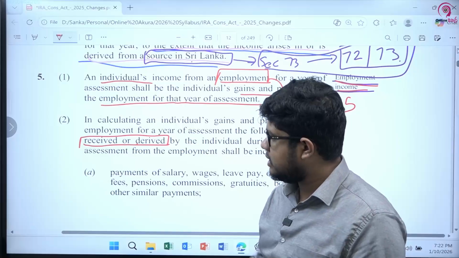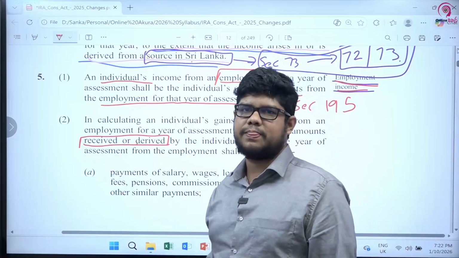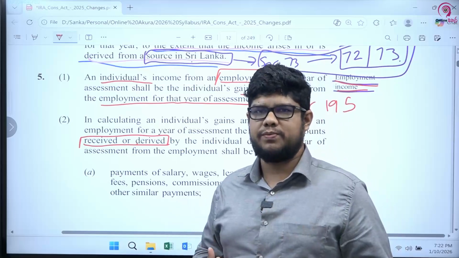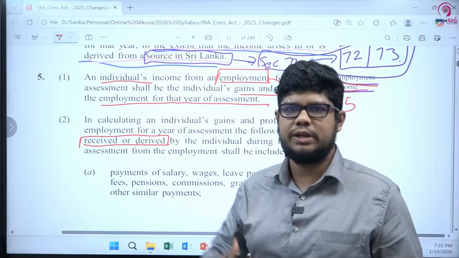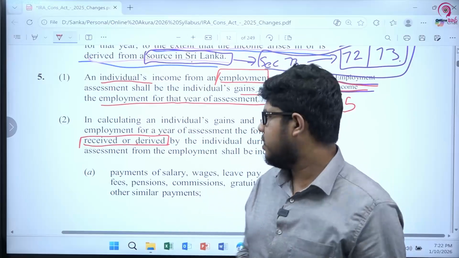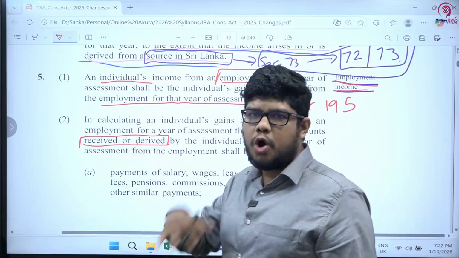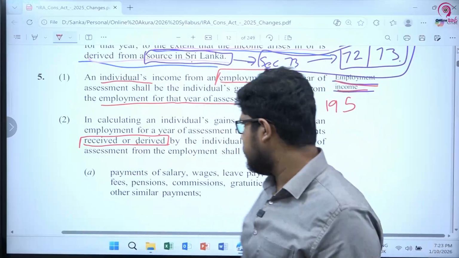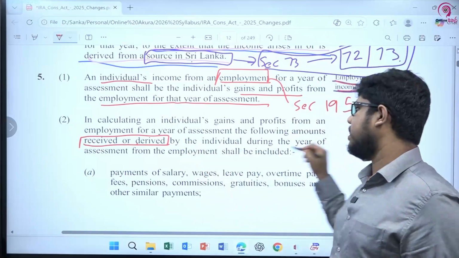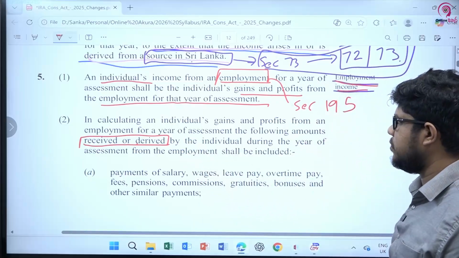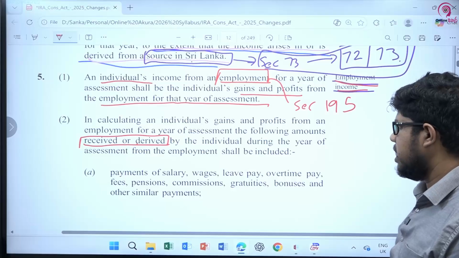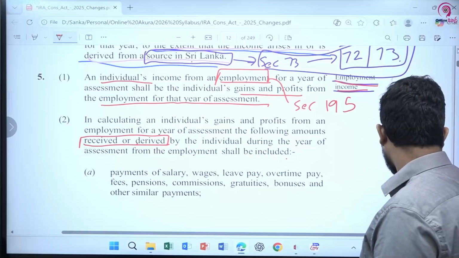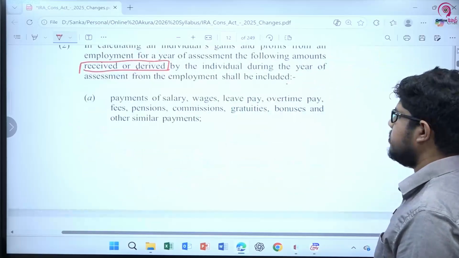However, please understand this is important for every other source of income also. Income you actually derived, you have a right to get it, not notional. You have a right to it. Even if you haven't received it, though you have a right to it, if derived, it should be taxed and taken into your employment income. Received or derived by the individual during the year of assessment from the employment shall be included, right?